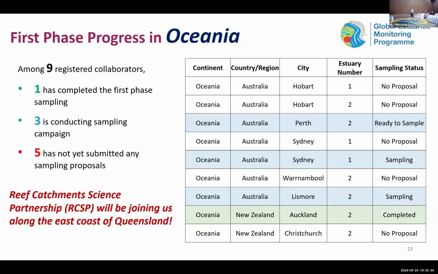Okay, for Oceania, we have 9 registered collaborators. Up to now, only 1 has completed the first phase sampling, and it's from New Zealand. 3 collaborators are conducting the sampling campaign now, and they are from Australia. The other 5 have not submitted the proposals. We are very happy to know an organization called Reef Catchment Science Partnership, RCSP, will be joining us around the eastern coast of Queensland to collect samples for us. I think the colleagues from RCSP should be online now.